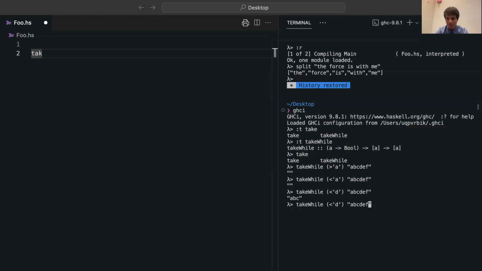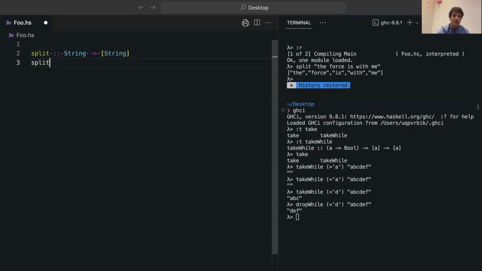Okay, I can do the same thing. I can dropWhile less than 'D', and this is going to give you the rest, right? So one accumulates and keeps, and the other one discards. Okay, so given these two functions, I want to write something called split. And split takes a string and returns a list of strings. So let's start programming.